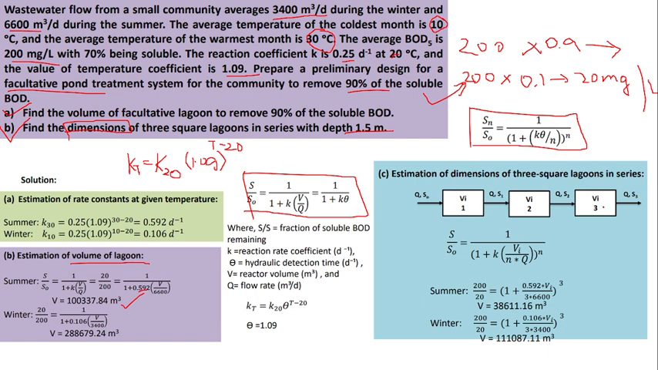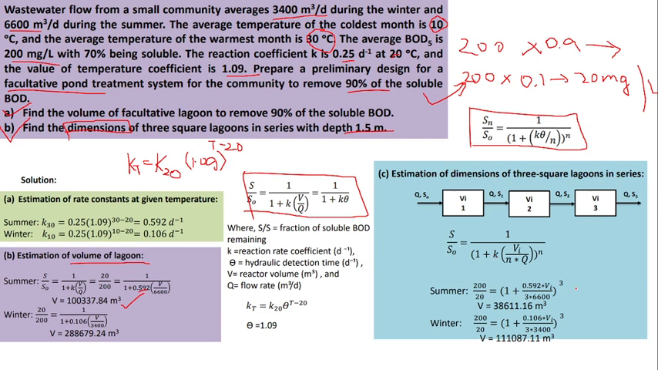See the schematic diagram. This is lagoon 1, 2, 3, each of depth 1.5 meter. Initially, the flow rate is mentioned as Q. S naught is the amount of BOD going into lagoon 1. The BOD coming out of lagoon 1 is S1, the BOD coming out of lagoon 2 is S2, and the BOD coming out of lagoon 3 is S3. The flow rate is the same, and the depth is also the same. Use this formula, and you know the K value for the summer as well as winter.